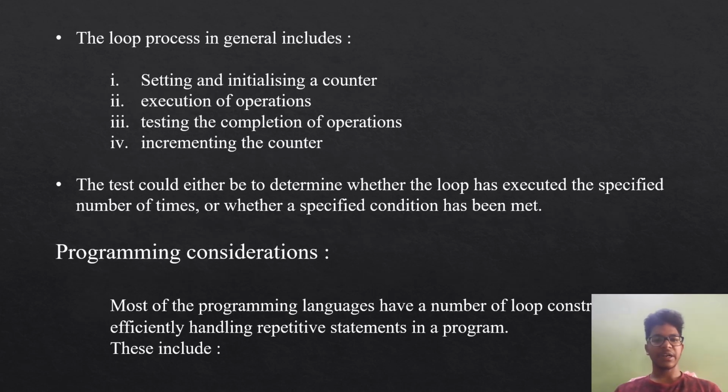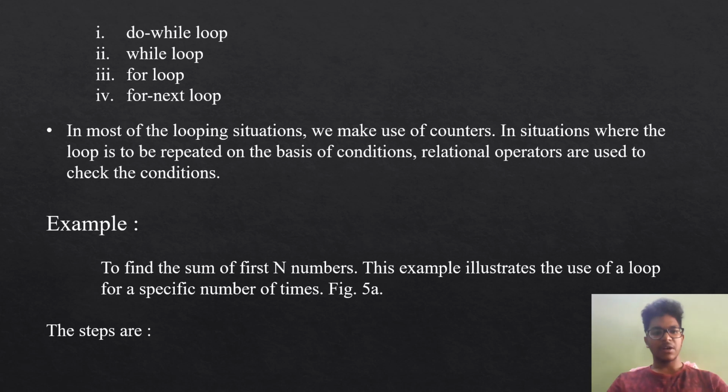A loop process generally includes setting or initializing a counter, execution of the operations, testing for completion of operations, and incrementing the counter. The test could either determine whether the loop has been executed a specified number of times, or whether the specified condition is met. Programming considerations. Most programming languages have a number of loop constructs for effectively handling repetitive statements in a program. These include the do while loop, while loop, for loop, and for next loop. In most looping situations, we can make use of counters. In situations where the loop is repeated on the basis of conditions, relational operators are used to check the conditions.